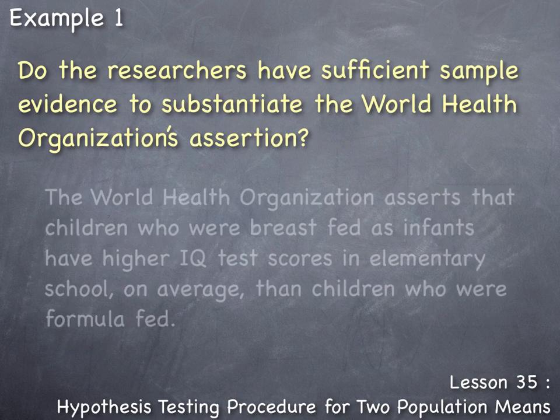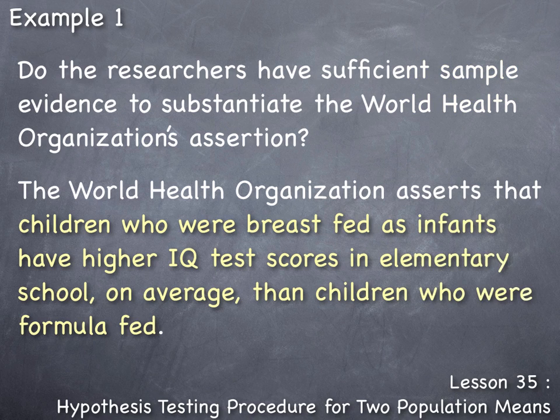Now, the World Health Organization assertion is that children who are breastfed as infants have higher IQ test scores in elementary school, on average, than children who were formula-fed. This idea can be expressed statistically by noting that the on average is referring to a mean, mu, and children who are breastfed as infants and children who are formula-fed as infants are two different populations. So we're making a comparison between mu1 and mu2.